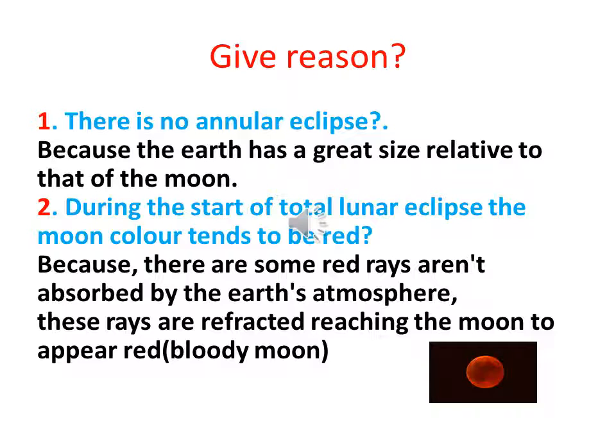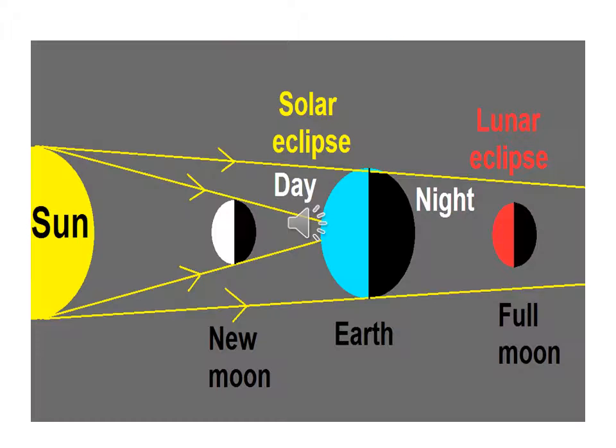Lunar eclipse occurs because the earth hides the sunlight from reaching the moon. So, the moon lies in the umbra area or part of it.